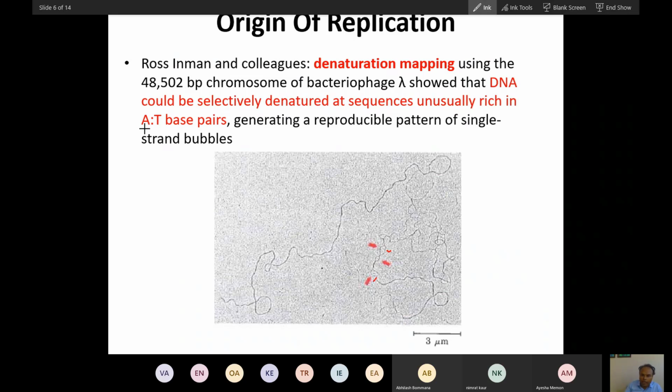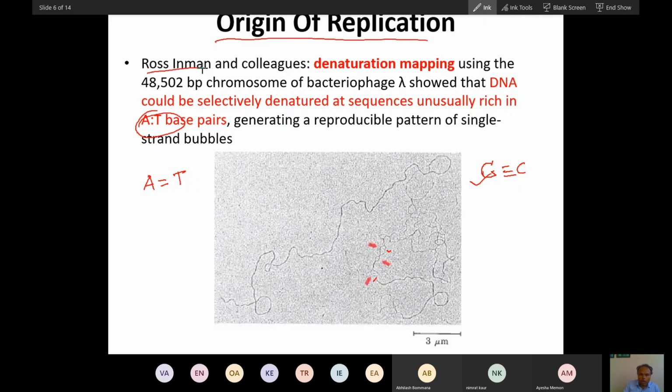It starts at a weak region. The region which is rich in guanine and cytosine is difficult to break because guanine-cytosine has 3 hydrogen bonds, but adenine-thymine has only 2 hydrogen bonds. That is why the region that is rich in adenine-thymine will be broken, not guanine-cytosine. So this weak region is the origin of replication.